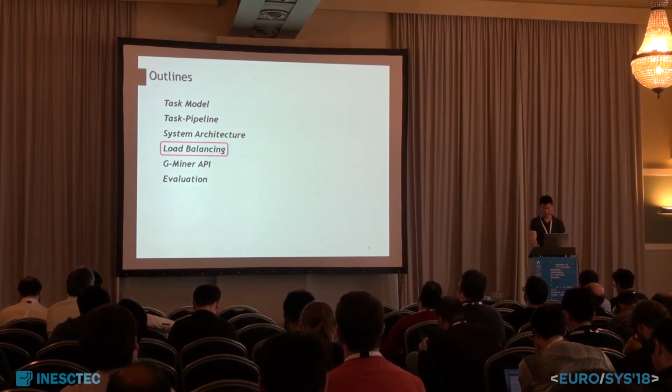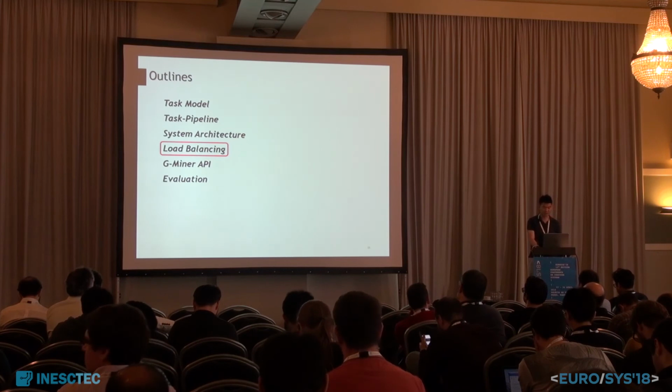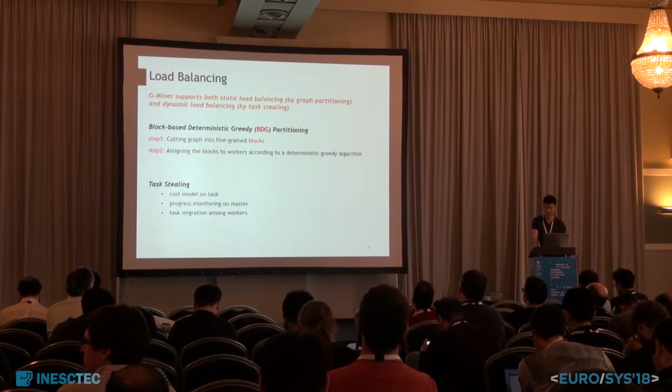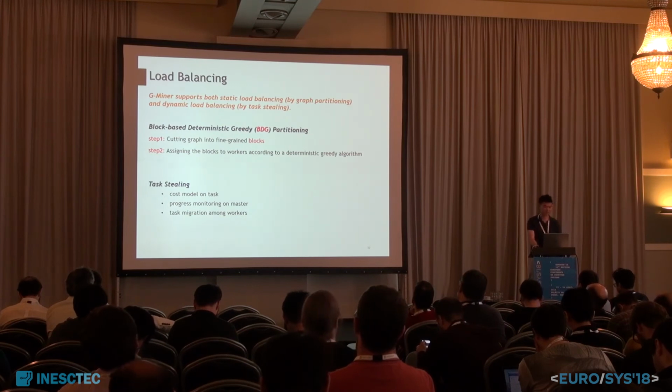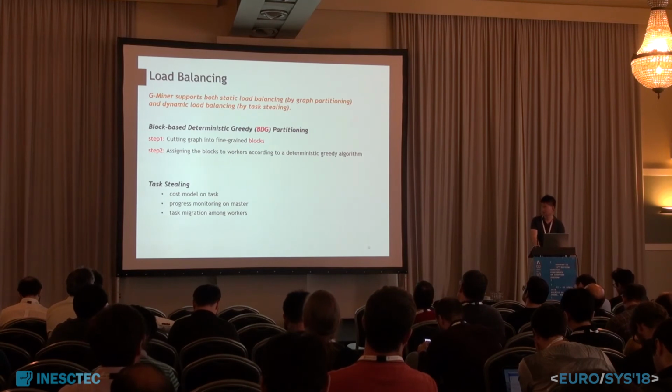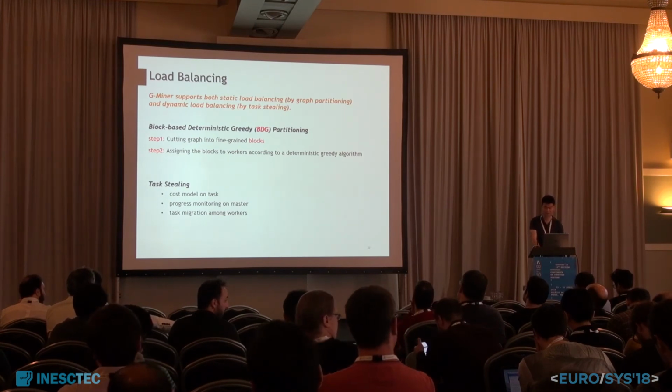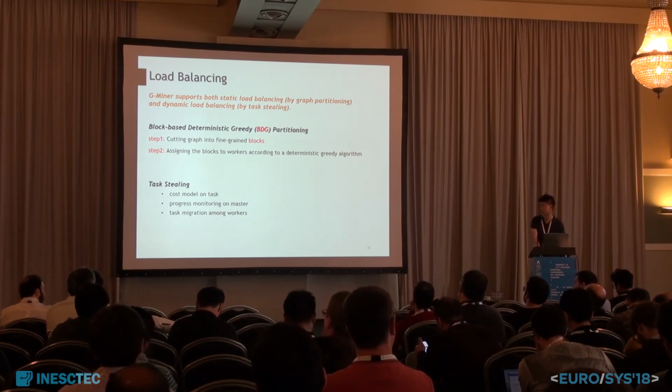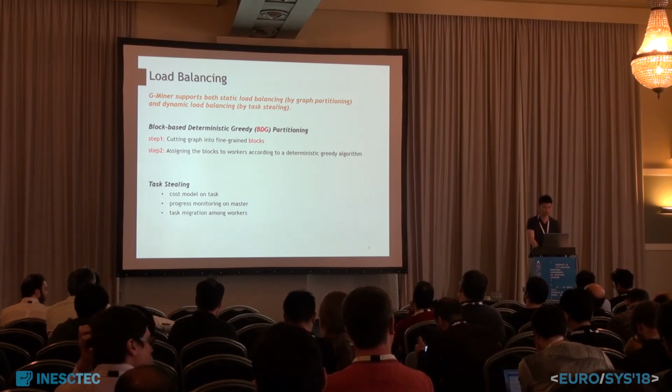And we also propose two different strategies to guarantee load balance. The first one is a static one, which is the partitioning algorithm. The high-level idea is to cut the current graph into fine-grained blocks, and based on the locality of different blocks, use greedy algorithms to assign different blocks to different workers. Please check out the paper for the details about this algorithm.